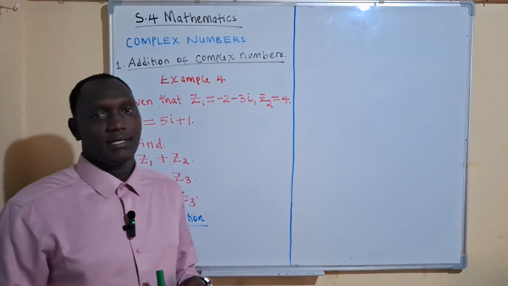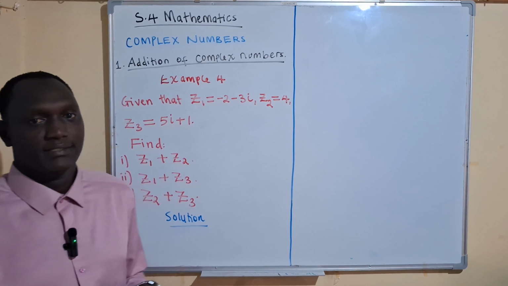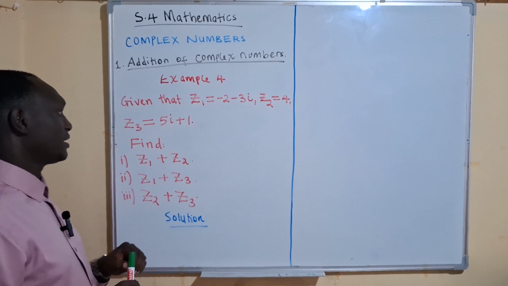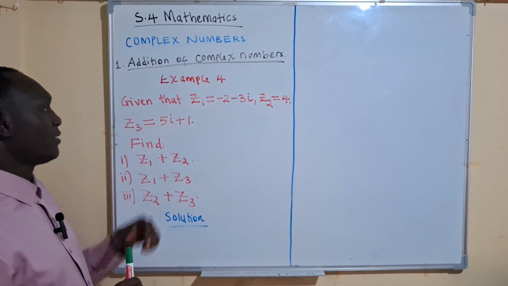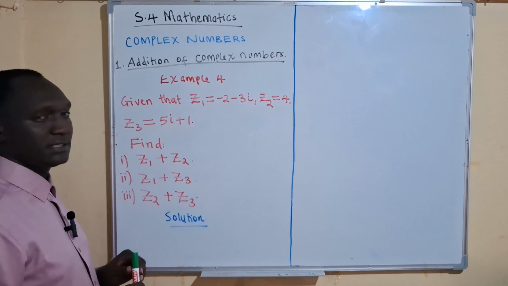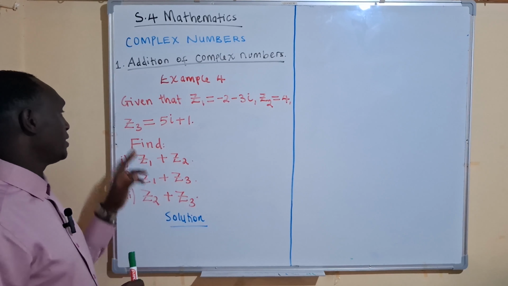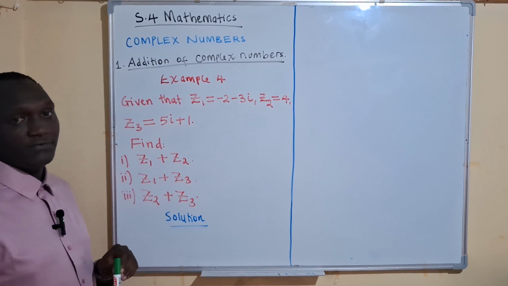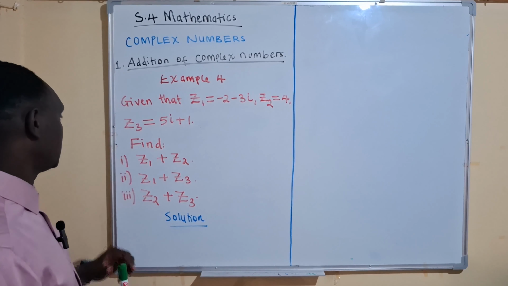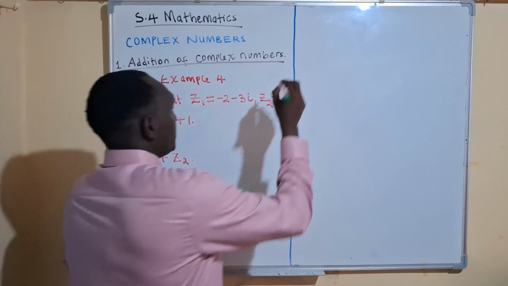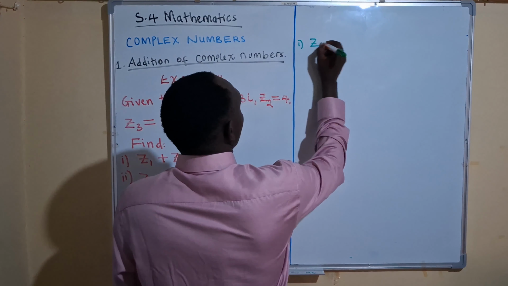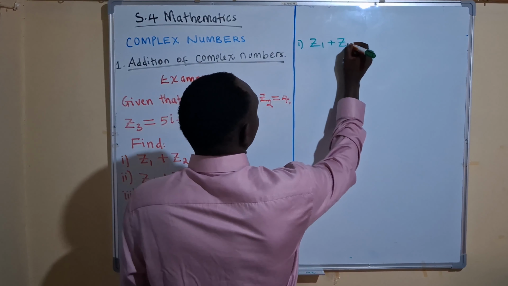We are looking at addition of complex numbers and we are doing example 4, which says given the complex numbers, z1 is -2 minus 3i, z2 is positive 4 and z3 is 5i plus 1. The question, third one, says find z1 plus z2.